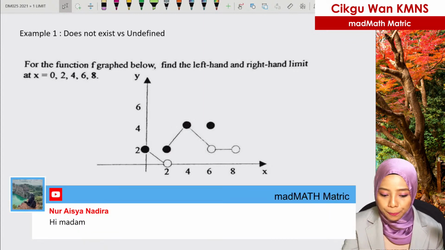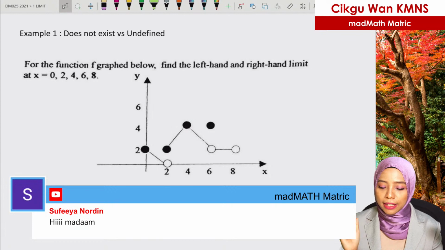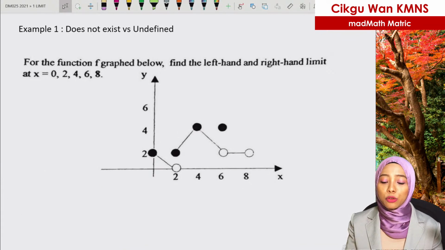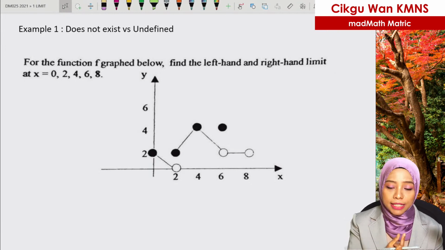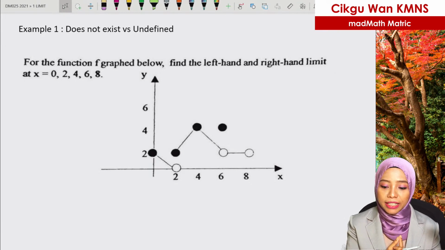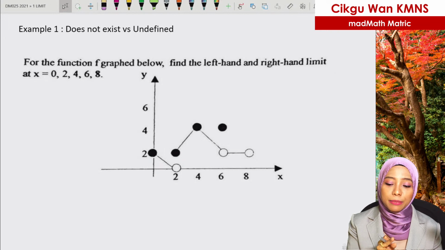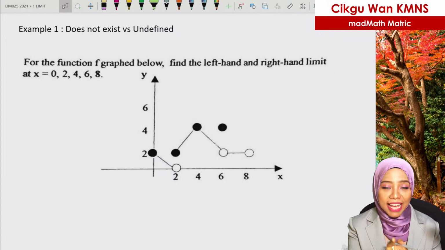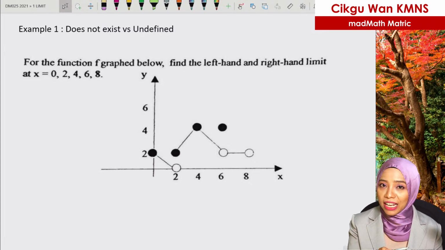Let's look at this question. Some of you have been confused with the terms does not exist and undefined. Basically, in your syllabus, they just include does not exist, where you have to identify whether the limit as x approaches a exists or does not exist. If it exists, then you have to state the value.